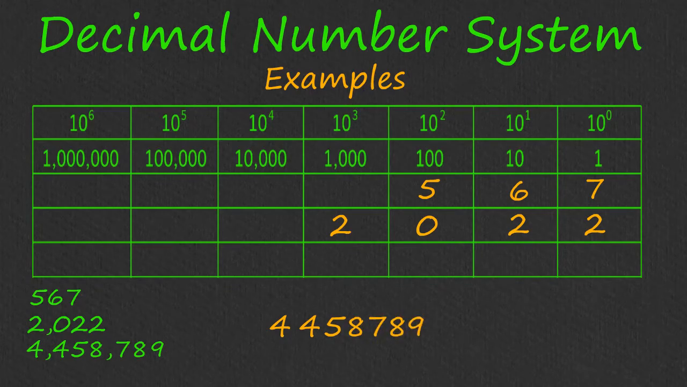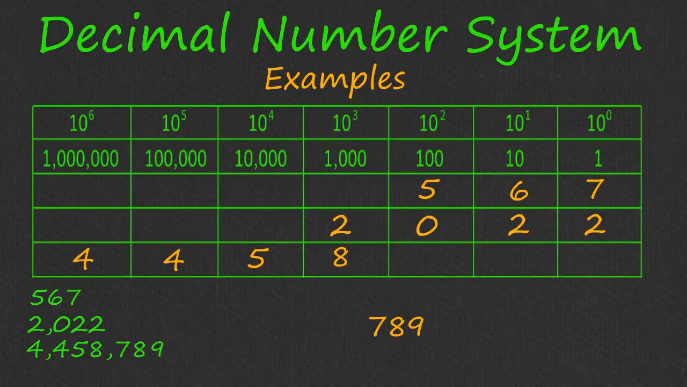4,458,789. The highest place value is the million or 10 to the 6th, and we have the digit 4 at this place value. The next place value is 100,000 or 10 to the 5, and it is also a 4. Then it is the 10,000s or 10 to the 4 place value with the digit 5. Next is the digit 8 at the place value of 1000 or 10 cubed.